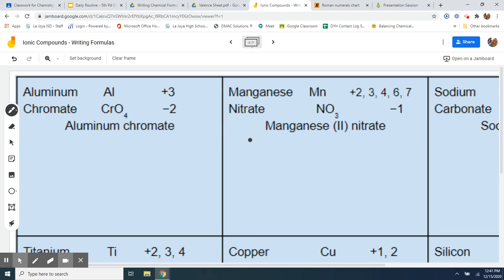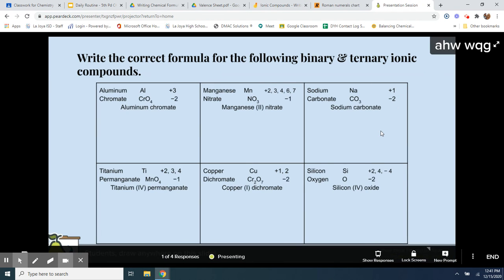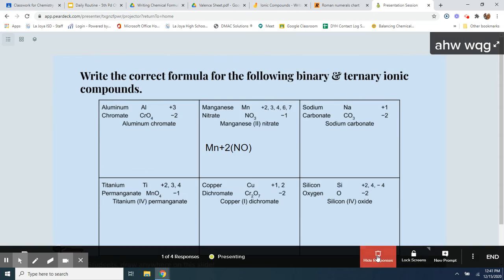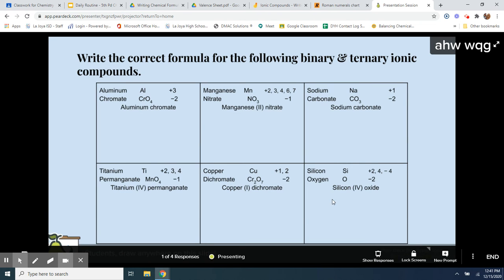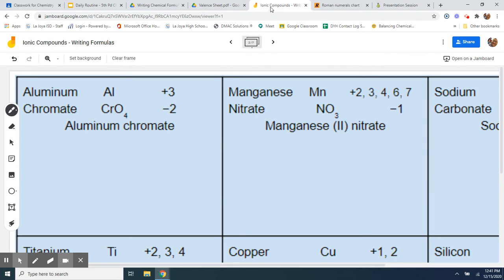All right. So if I have aluminum chromate, let's see. Did she get to do it online? Okay. Yeah, Alexia, help me out. I'm gonna present on Jamboard. If I have aluminum with a +3 charge, chromate CrO4 with a -2 charge, what should be my formula?